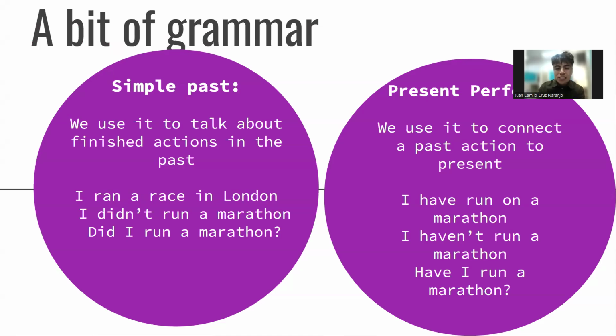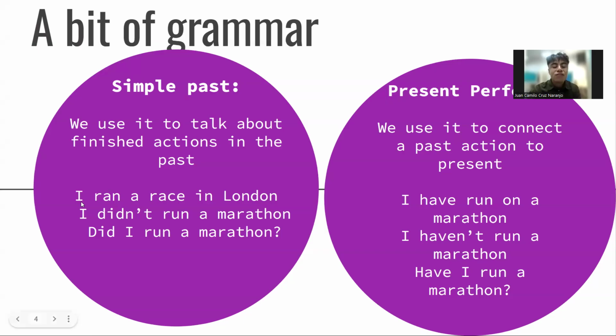So, in our article, Sue said, "I ran a race in London." I ran a race in London. This is a sentence in simple past because she's describing something that she did before, but she's not doing in this moment or she's not planning to do soon. So this is an action that happened in the past. It is a finished action. This is an affirmative sentence. I ran a race in London.